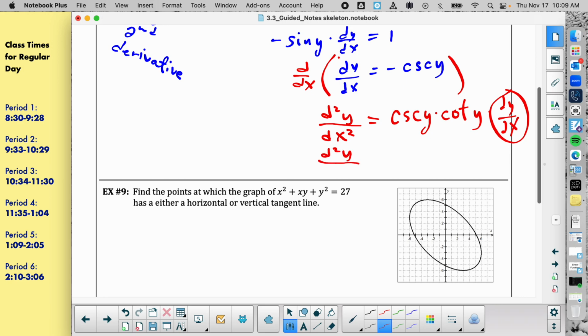That's the only reason I'm doing this problem with you guys, because that's the one part of the problem that will either not be done if I don't show it ahead of time, or not understood if you look at an answer key. So dy/dx is negative cosecant y, so I now have two cosecants and a negative, so it is now cosecant squared. So that would be the second derivative.